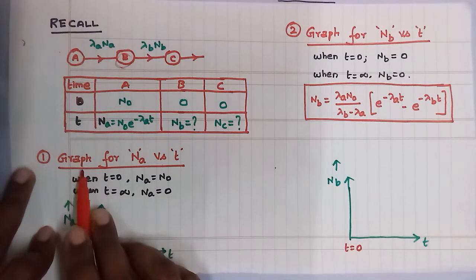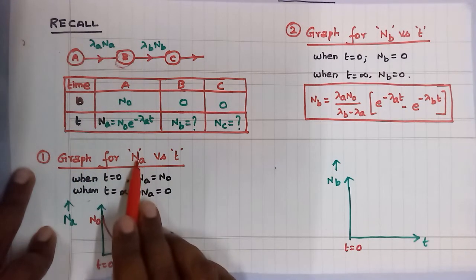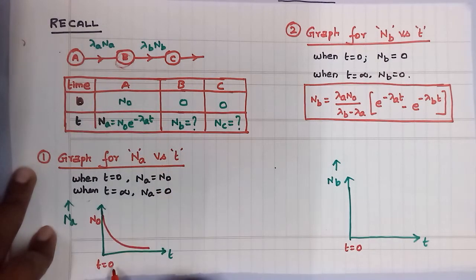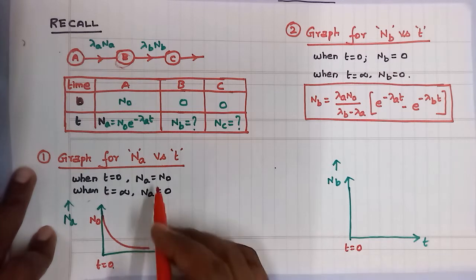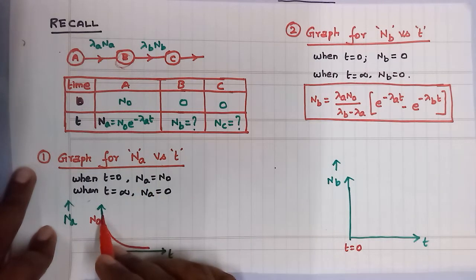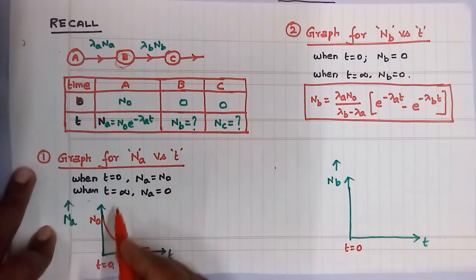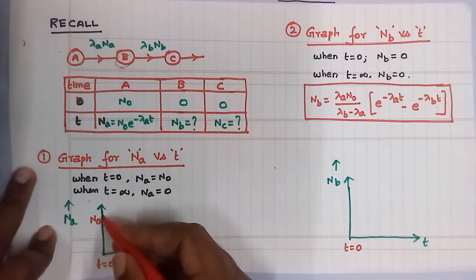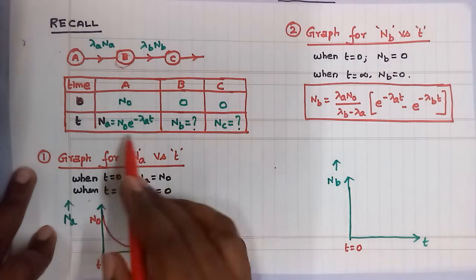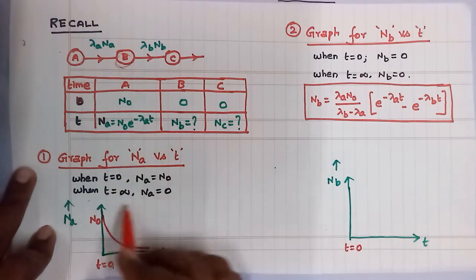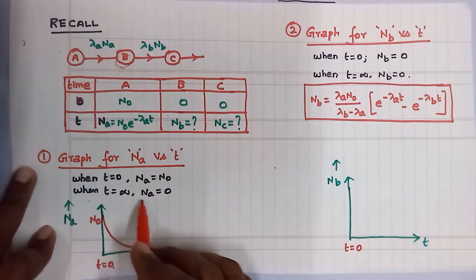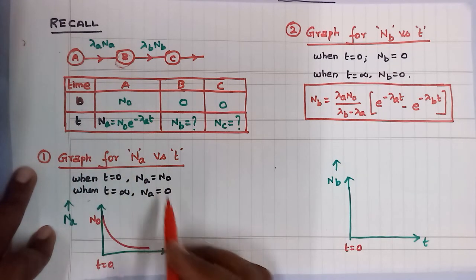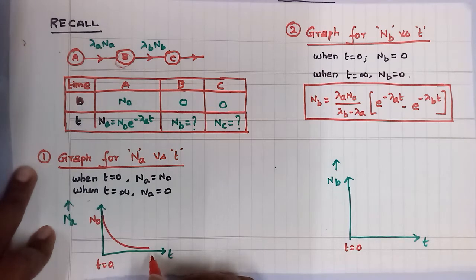Now, if you draw the graph for the number of nuclei present in A versus time t, at t equal to 0 the total number of nuclei present in element A is N0, and this N0 will start to disintegrate and decrease exponentially, which is given by this relation. When time reaches infinity, the number of nuclei present in element A will also become 0.